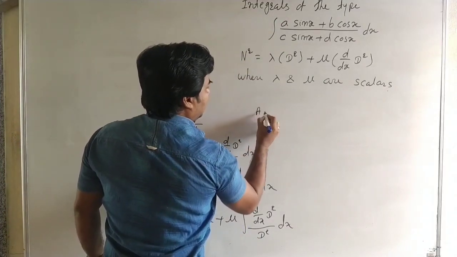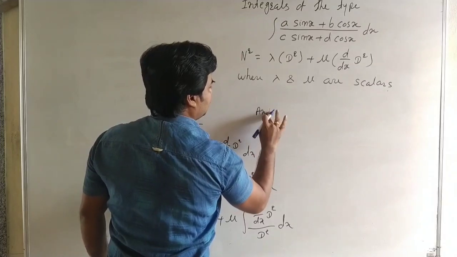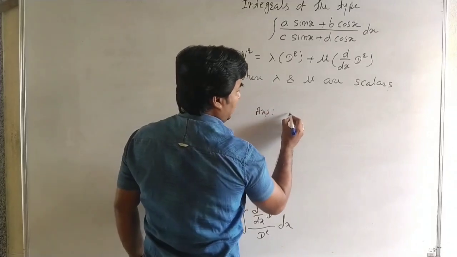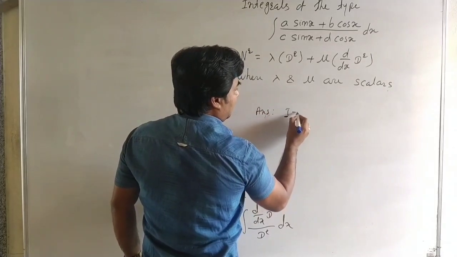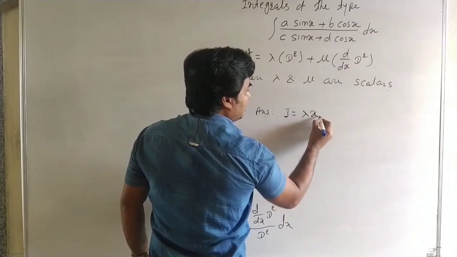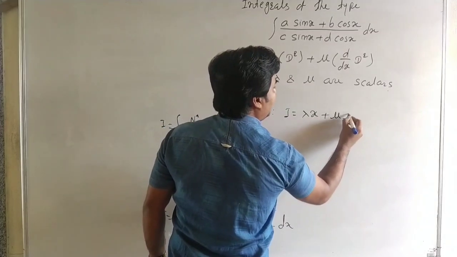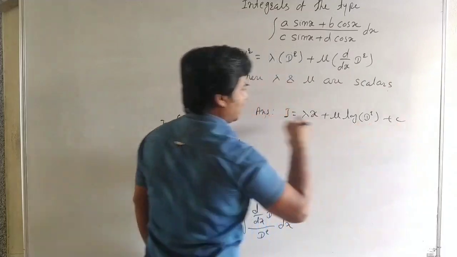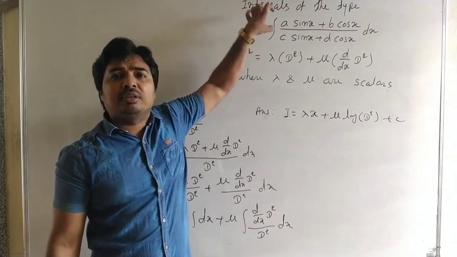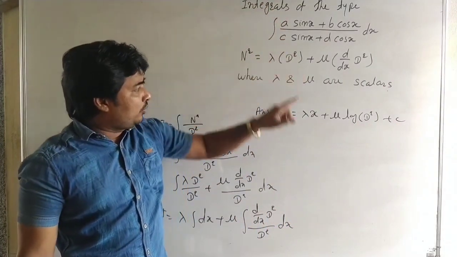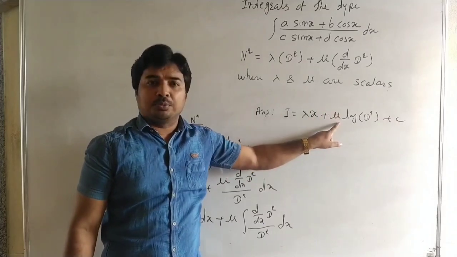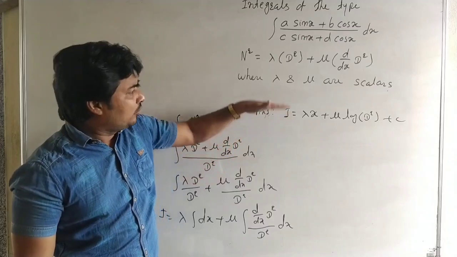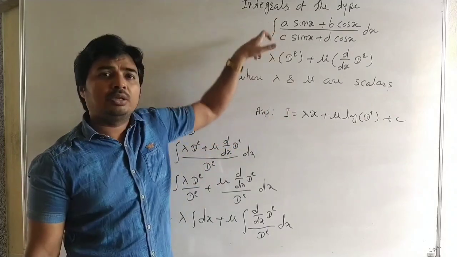So we can write the answer directly: lambda into x plus mu into log of denominator plus c. It is the answer of such type of example. We only find the values of lambda and mu, and then we can directly write the answer of the question. Now we check it using examples.